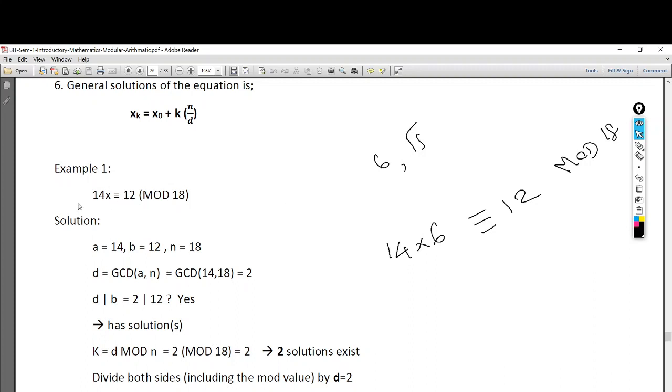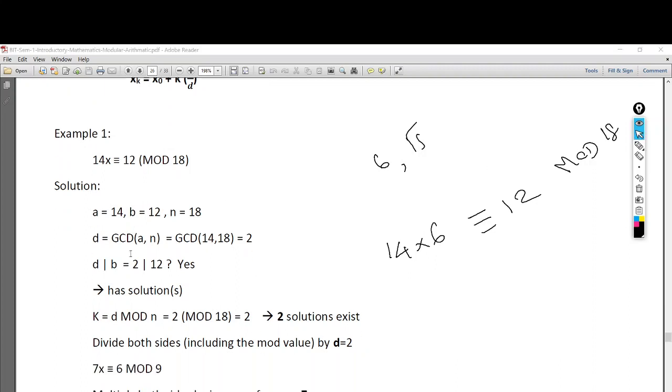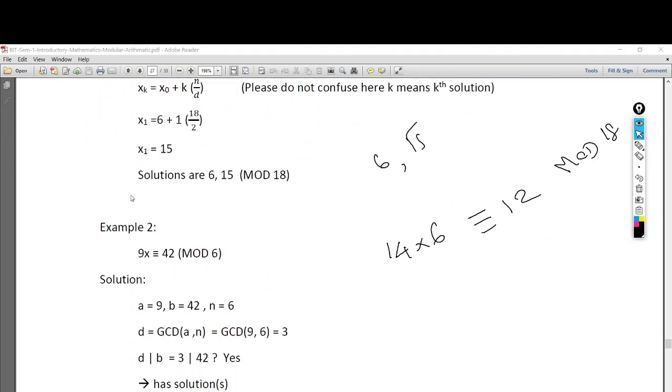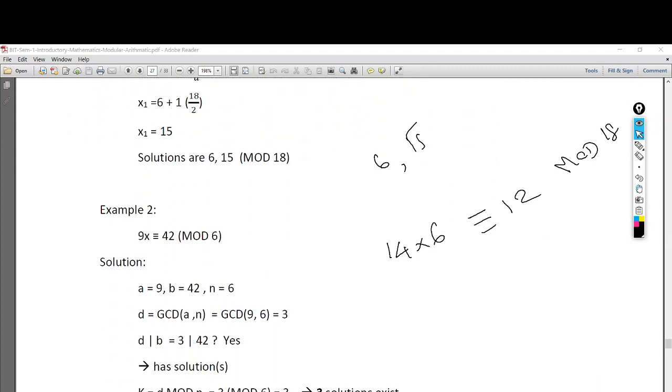If it is something like 300 or 500, you would spend a lot of time. But if you follow these things in a systematic way, you are definitely going to get the answer. So let's quickly do another example.